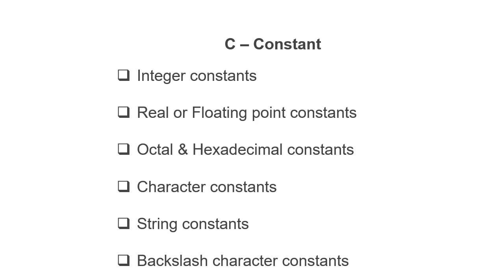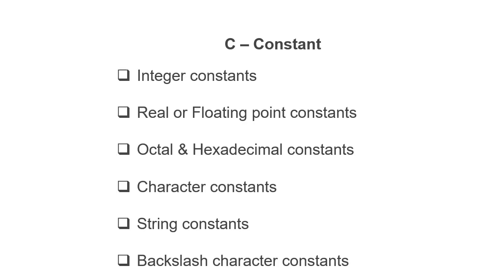Next, constant. So what is constant? Integer constant, real or floating point constant, octal or hexadecimal constant, character constant, string constant, and backslash constant. There are some constants in C programming.